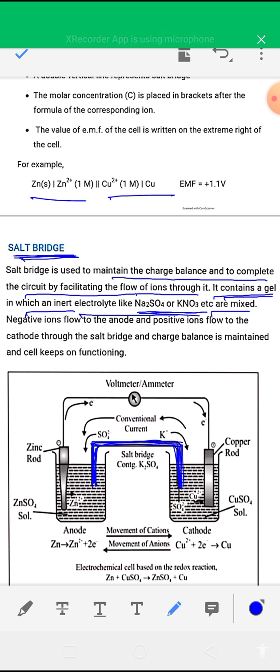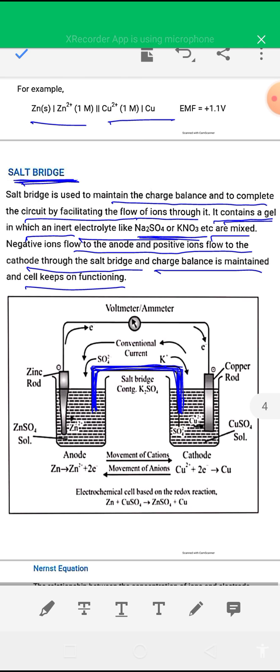The negative ions of this electrolyte flow to the anode and the positive ions flow to the cathode through the salt bridge, and the charge balance is maintained and the cell keeps on functioning. This is the role of the salt bridge in the Daniell cell. It makes the charge on both half cells neutral.